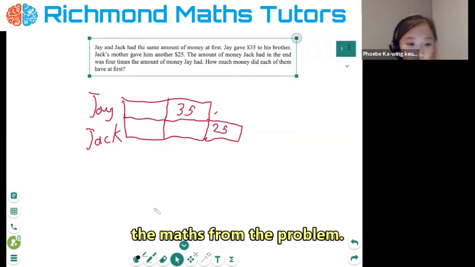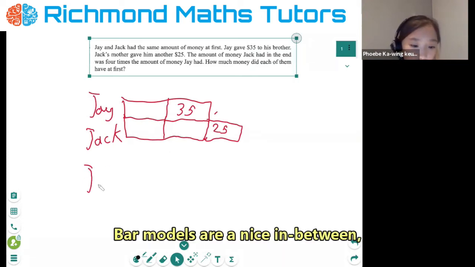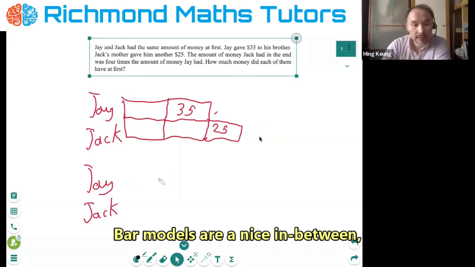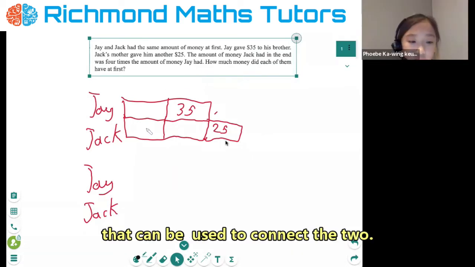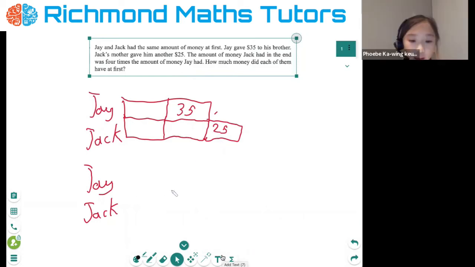I've learned that this is wrong, so I will draw another one. Jay, Jack. Why is the first one wrong? Because Jack is supposed to have 4 times the amount of money Jay had, but it's only about 3 times. Okay, so let's draw a slightly better picture.